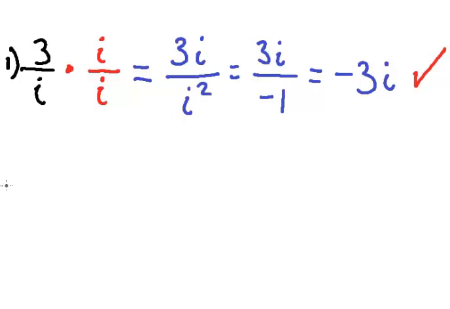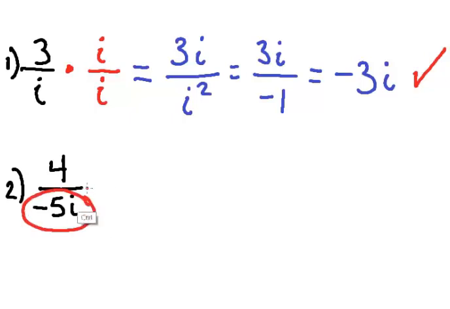Now let's see example number 2. What would happen if we have something slightly different? For example, 4 divided by -5i. Are we going to multiply with the same -5? No. Remember, the options are only two. You multiply by the imaginary unit, or you multiply by the conjugate. Because there's only one thing here on the denominator, we're going to multiply again with the imaginary unit. We multiply with i up and down.